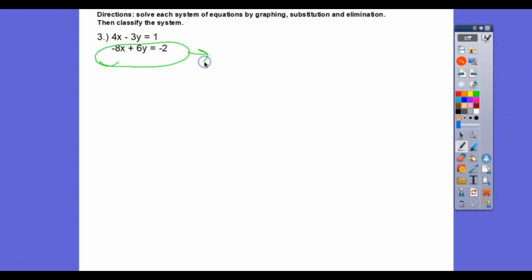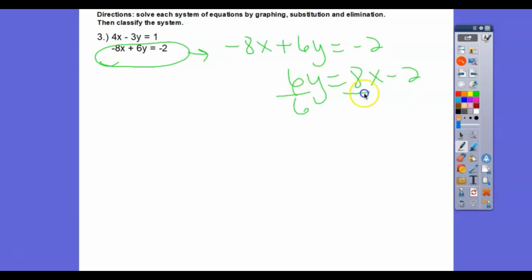So then I got negative 8x plus 6y equals negative 2. If I got the y by itself, I had to add 8x to both sides. So 6y equals 8x minus 2. Divide everything by 6. And so I get y equals 4/3 x minus 1/3. No surprise here because that's exactly what we got last time when we did this by graphing.